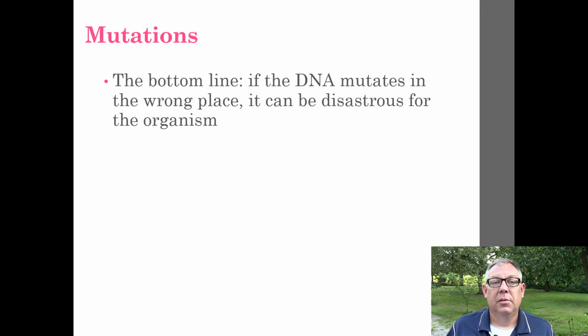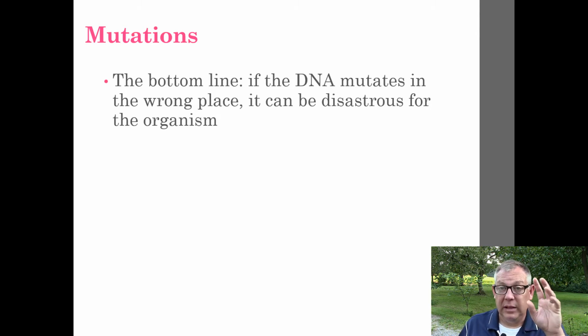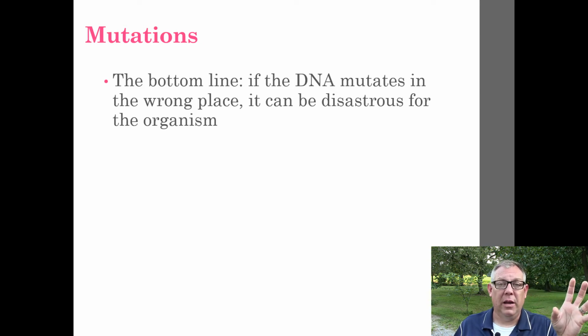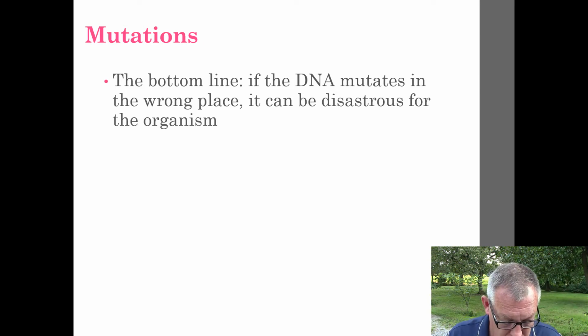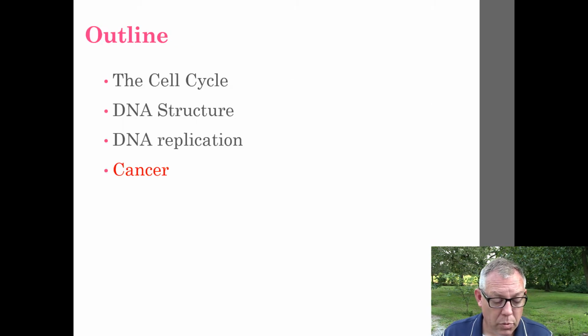Bottom line is, if a mutation happens in the wrong way, at the wrong place, it can be disastrous for the organism. Every once in a while, it actually creates a new, better trait, but more often it's disastrous. And that's why we're concerned with them. One good example of this is cancer. This is why we're going to talk about cancer, because it's related to DNA mutations and it's related to cellular division.